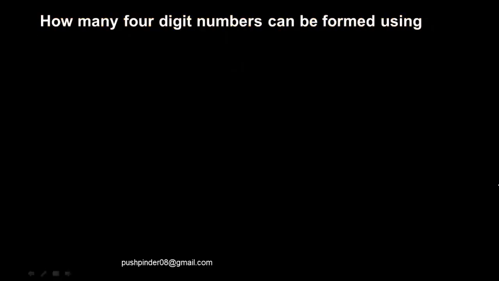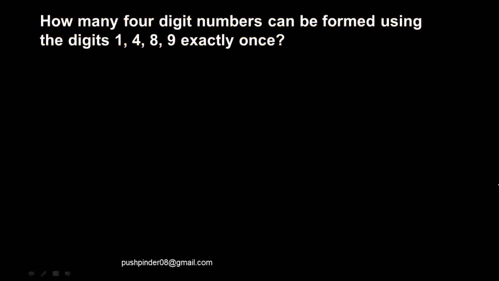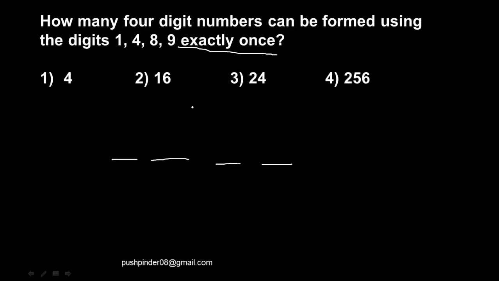So let's move forward. How many 4-digit numbers can be formed using the digits exactly once? Now this is a different question. Exactly once means you cannot use them more than one time. So you're forming a 4-digit number, that means 4 slots. Over here you can use any of them, and once one of them is used, you can't use it again. So your answer is nothing but 4 factorial. Pretty simple stuff. Let's move forward.